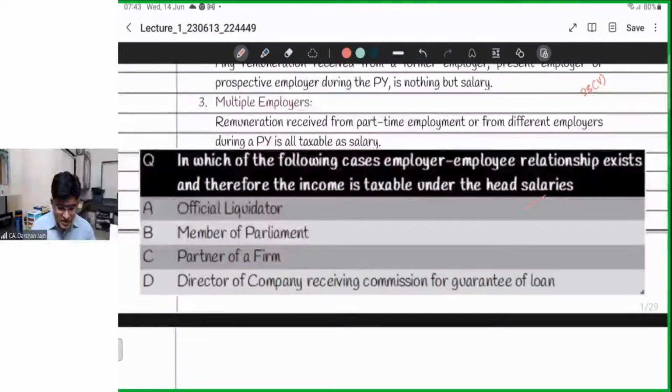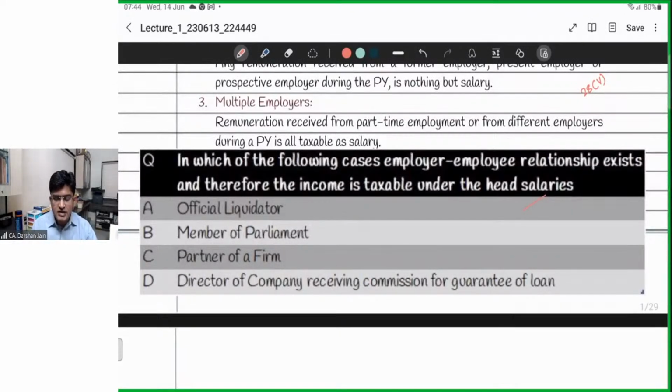As far as option D is concerned, director of a company receiving commission for guarantee of loan. Now the commission is received for providing guarantee for a loan, and there is no employer and employee relationship between director and the company unless and until a particular director is also an employee director. So if at all a particular director is managing director of the company, he is an employee director and his remuneration would be taxable, but not a director simpliciter. And here, certainly there is no employer and employee relationship. It is a remuneration or compensation given by the company for guaranteeing loan. And therefore, we are left with A.